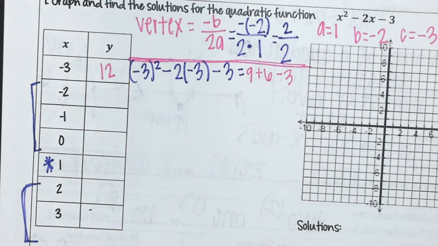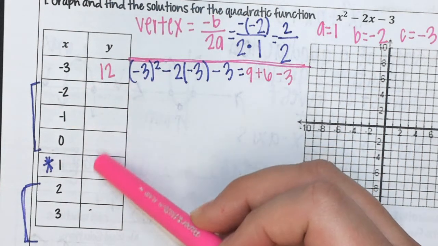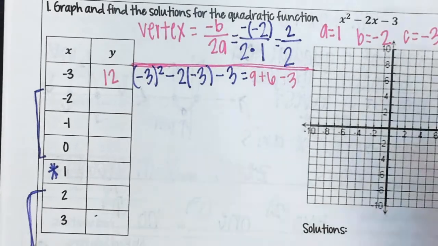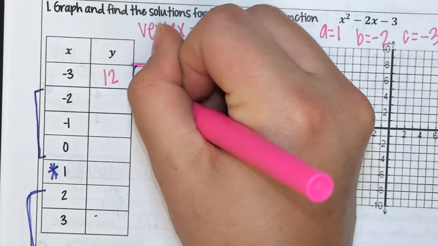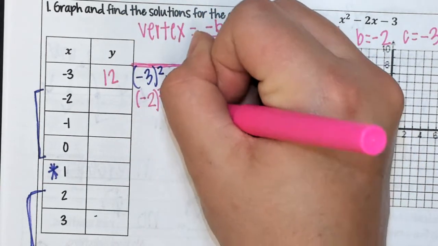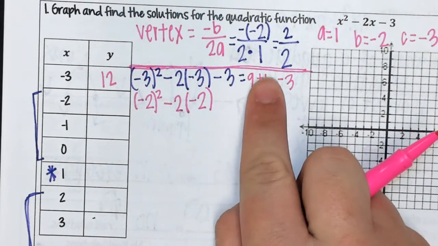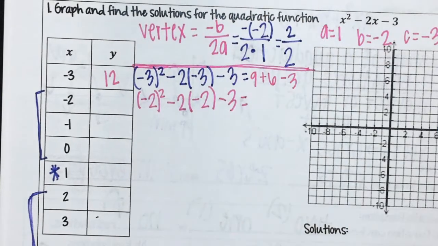What I need you to do is finish finding the y for all 6 of these. Work together, but plug. So now I'm not plugging in -3, I'm plugging in -2. So -2 squared minus 2 times -2, and then this minus 3 is part of the equation. So minus 3. And then finish solving for your y's.